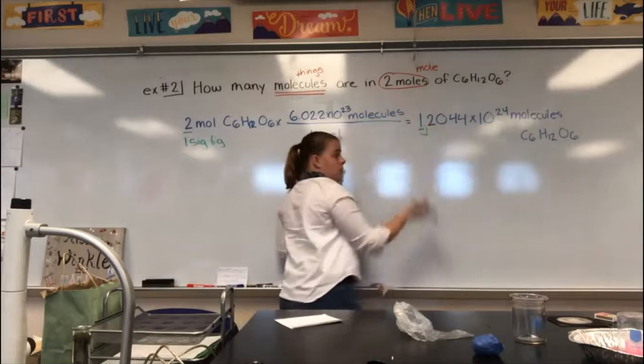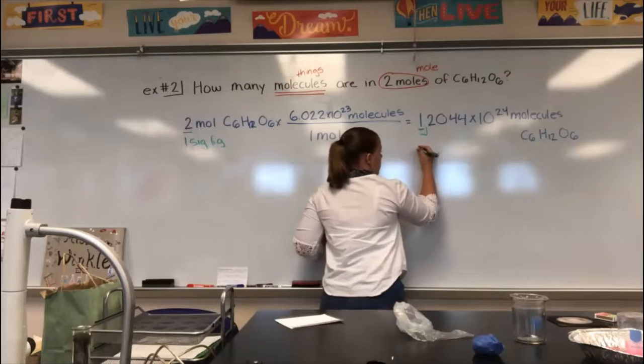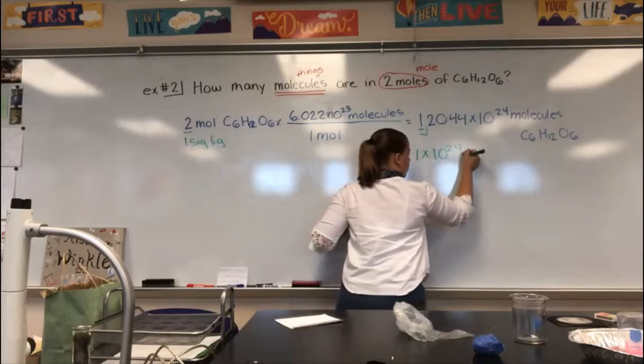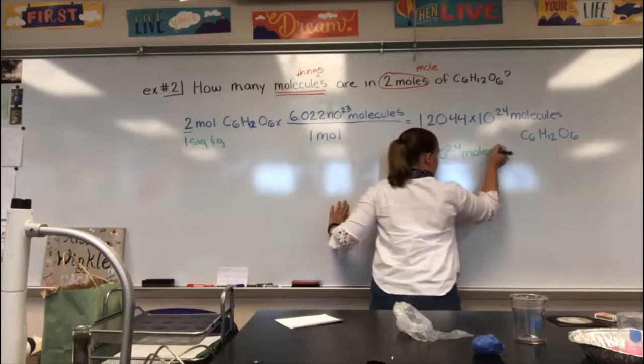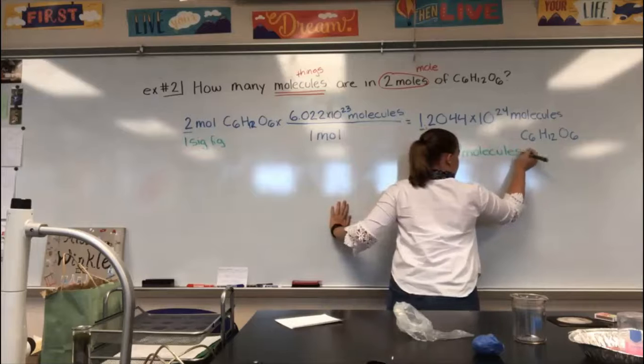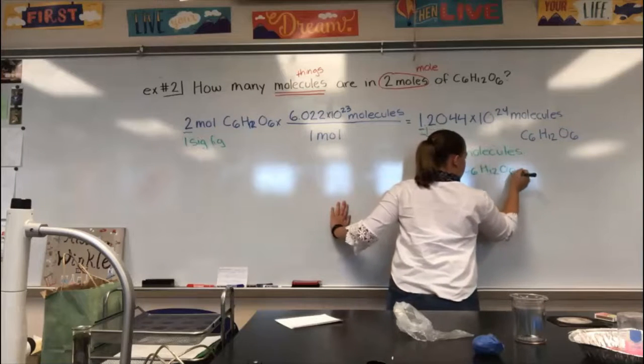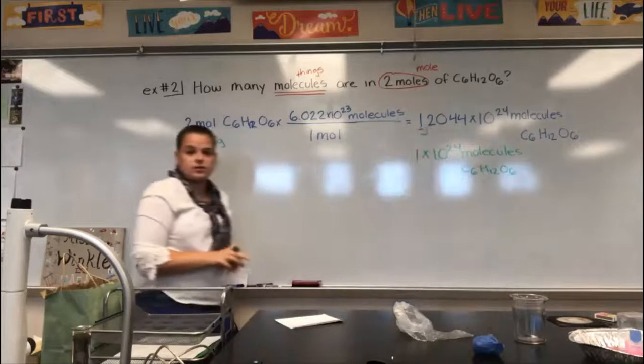Our 2 tells me the 1 stays the same, so your answer you're going to give me is 1 times 10 to 24 molecules of C6H12O6. And that is your answer.